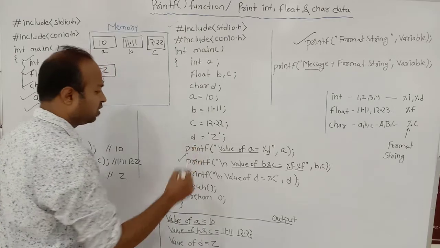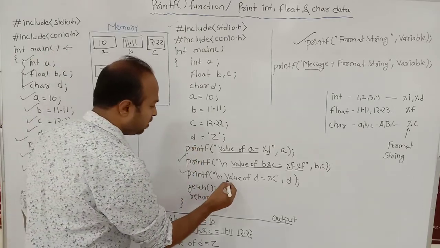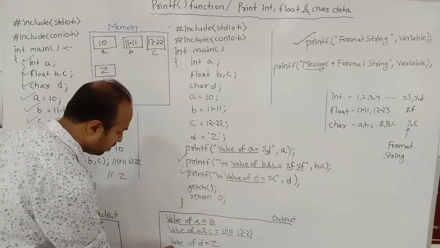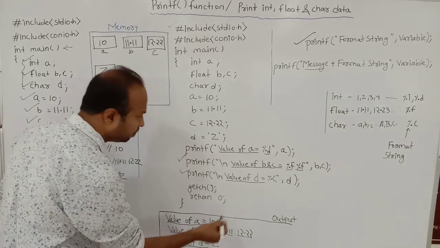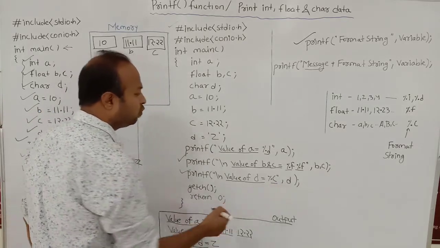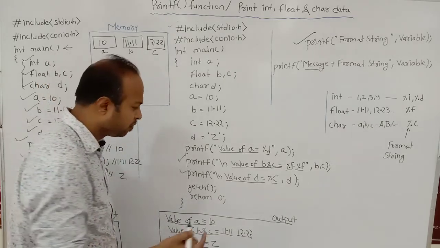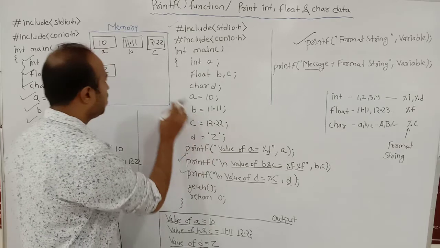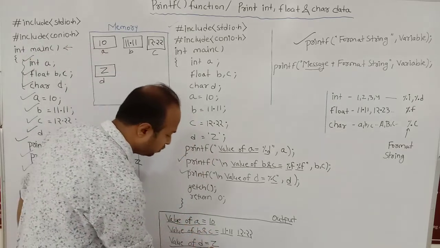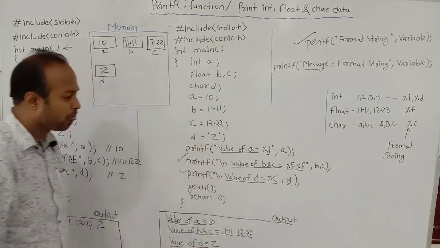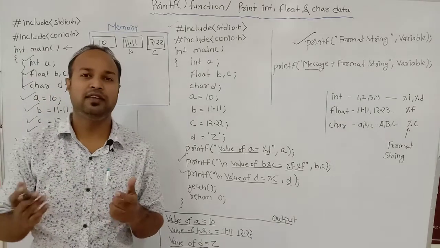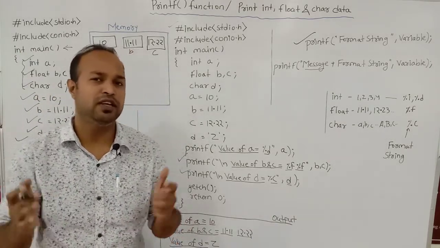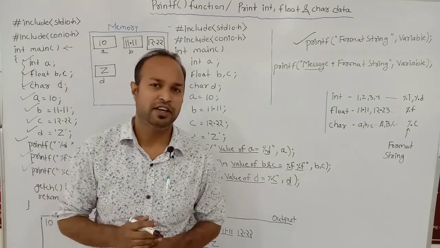Then the last line will execute, and "value of D equal to" will be printed as it is because it is written in double quotes, and %c denotes we want to print character data, and D is a character variable, and the value of D is Z. So Z will be printed. So friends, this is a simple use of the printf function and how we can print integer, float and character data.